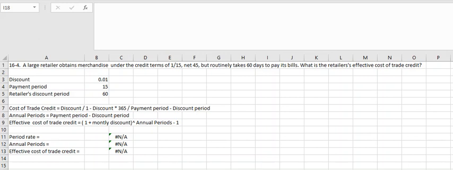So remember, there's two ways to look at it. There's a 1% discount, but then there's also how much do you save by putting off payment until 45 days. And this one, of course, takes 60 days to pay the bills.